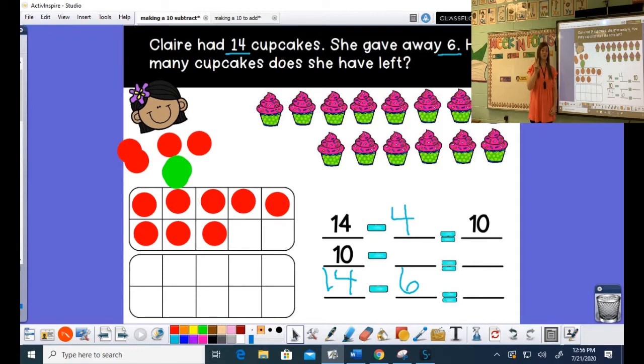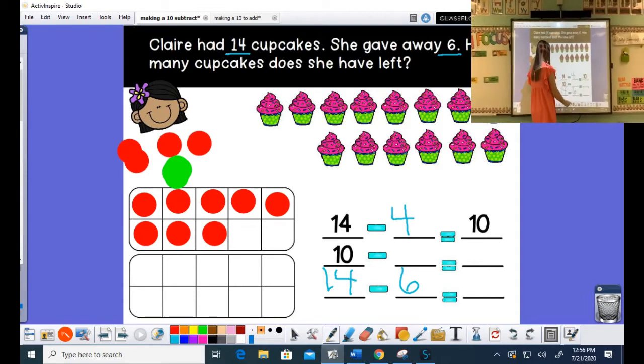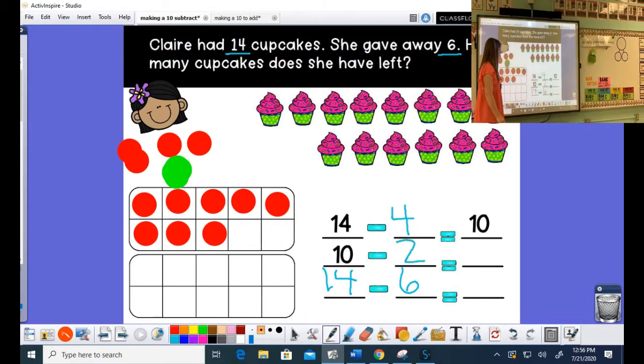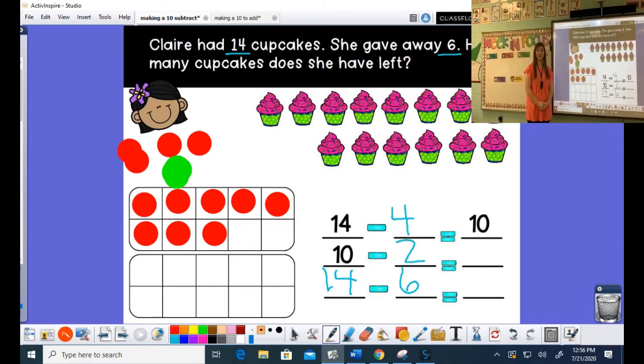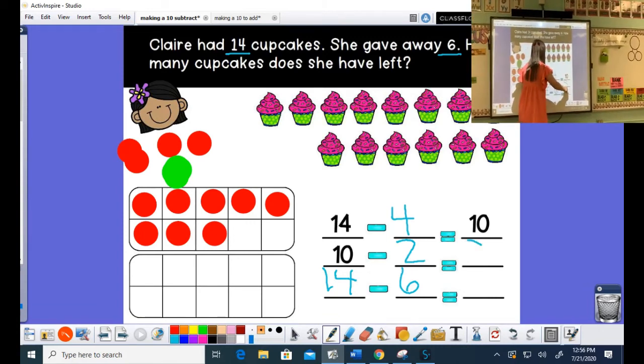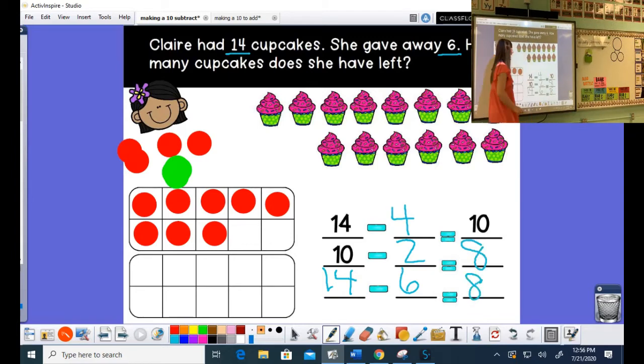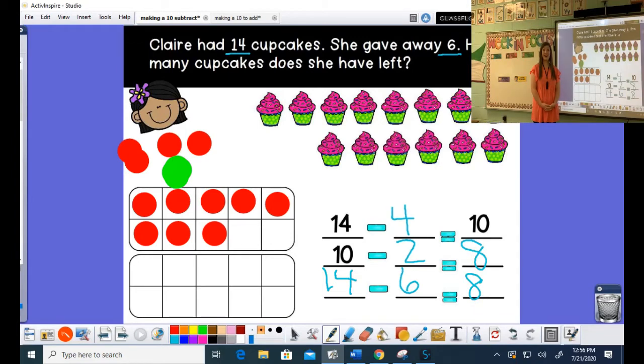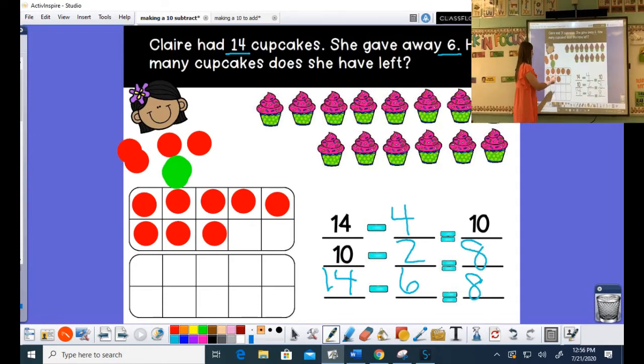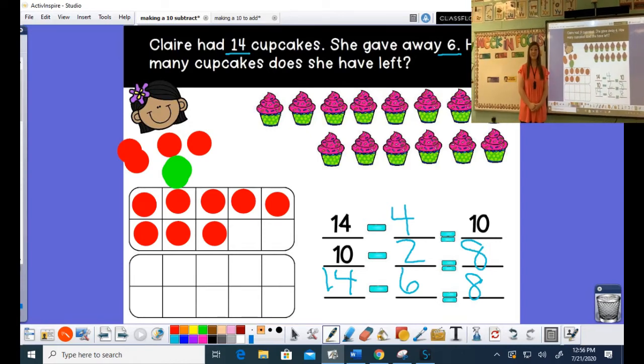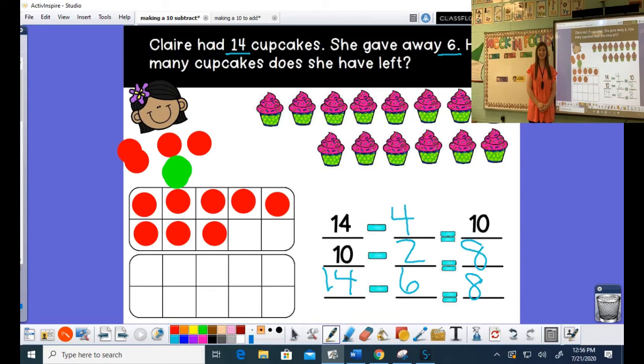That's right, 2. So our new number sentence is 10 minus 2. What is 10 minus 2? That's right, 8. So that means 14 minus 6 equals 8. Great. How do I check my work to make sure I'm correct? You go back and you count the remaining counters that are in your 10 frame. 1, 2, 3, 4, 5, 6, 7, 8. We have the number 8, so that means our answer is correct.